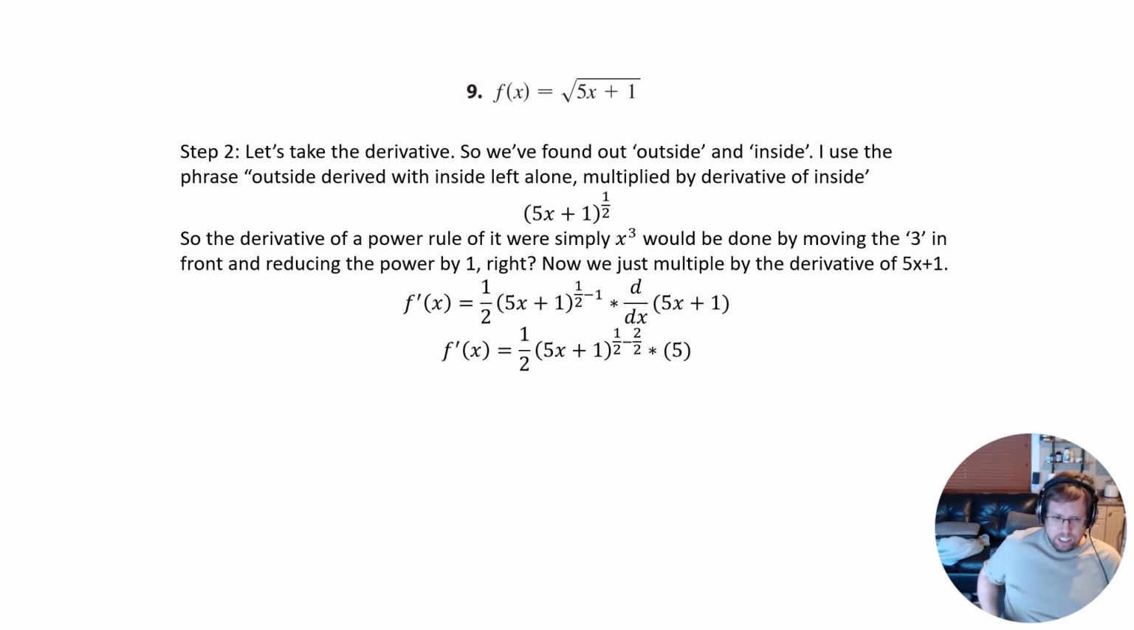So now, 1/2 minus 2 over 2 is going to get you negative 1/2. And that multiplied by 5, I just moved that in front. So instead of 1/2, it's 5 halves. And that's all there is to this problem. There's nothing more than that.